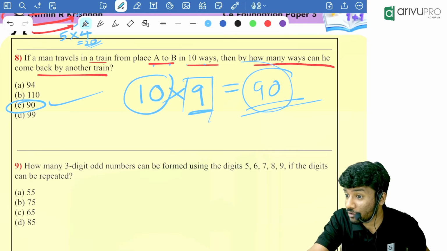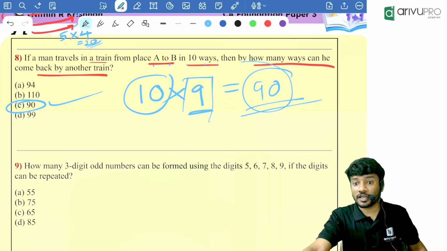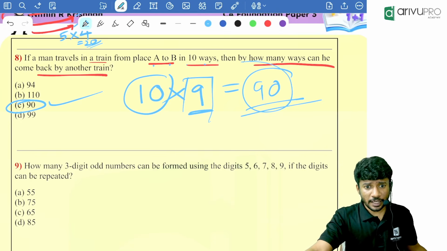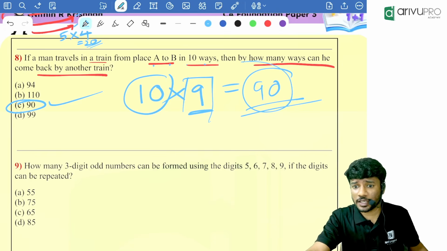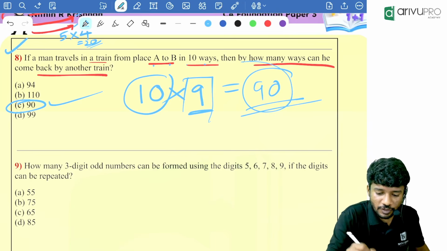A person can travel by 11 ways to a place. While coming back, he should take another way. How many ways can it be done? 11 into 10. A person can go by 20 ways. While coming back, he should take another way. Answer is what? 20 into 19. So that is the approach, people. I hope that everyone understood this.